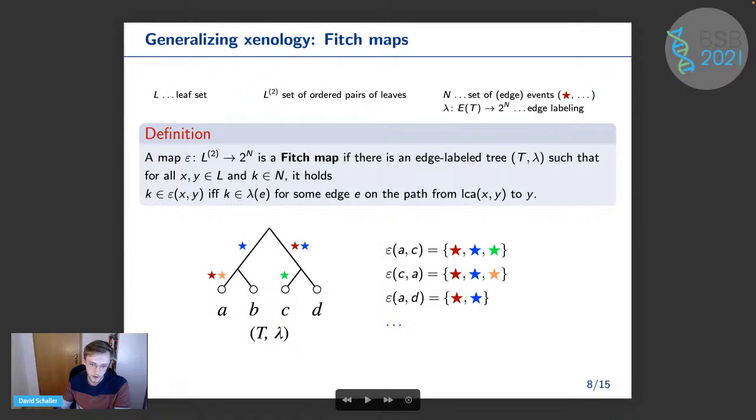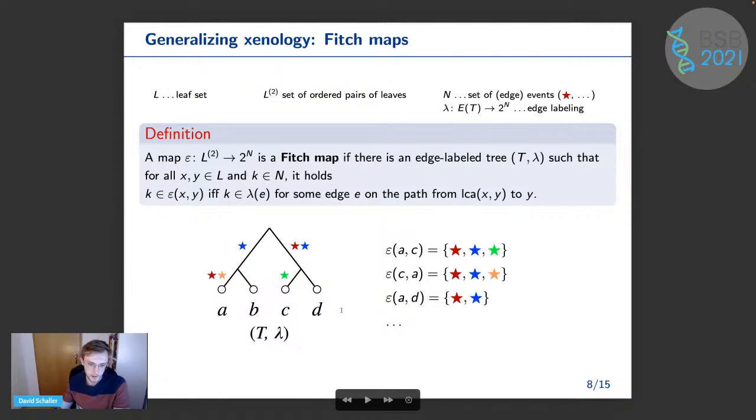If we want to know epsilon of AC, we have to look for their last common ancestor, which is again the root, and then collect all the types of events on the path to C. So in this case, that would be the red one, the blue one, and the green one. In contrast, epsilon of CA, we look at the other path to A. Here we see the blue one, the red one, and the yellow one. So we can continue this for all pairs, and then we end up with the Fitch map that is explained by this edge-labeled tree.